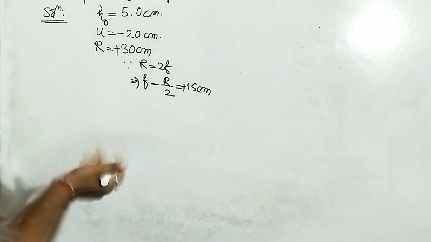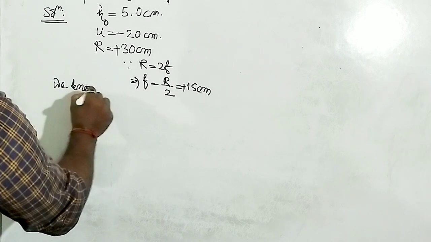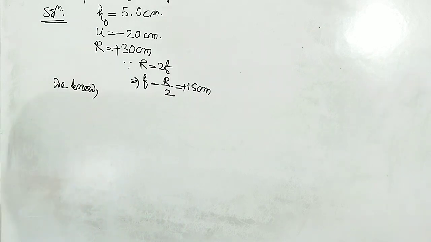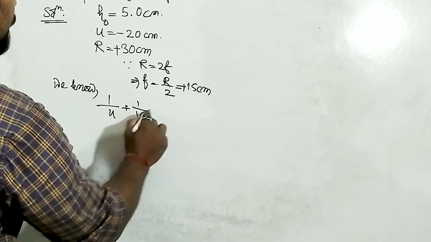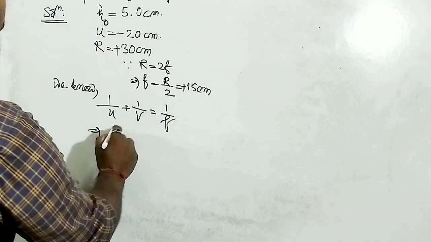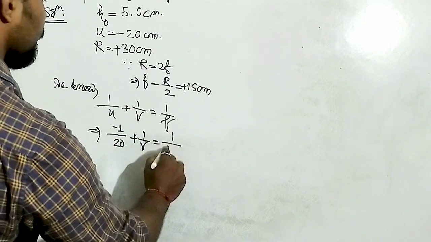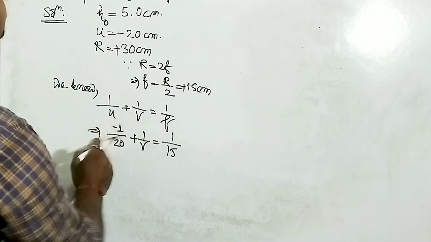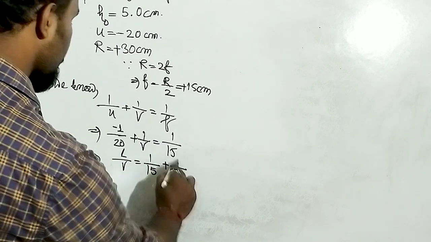Now, we need the V. We will again use the mirror formula. If somebody doesn't know, then we will consider that we know, because we are dealing with the problem. So now we will write 1 by U plus 1 by V equal to 1 by F, right? U is given as minus 20. V is as V. F is given as 15. We need the V, so we'll take the minus 1 by 20 to the right side. 1 by V equal to 1 by 15 plus 1 by 20.